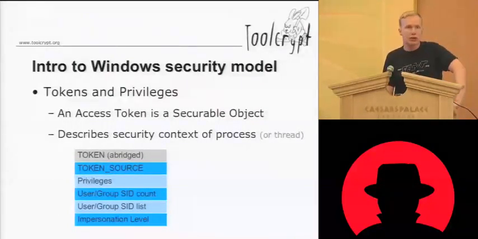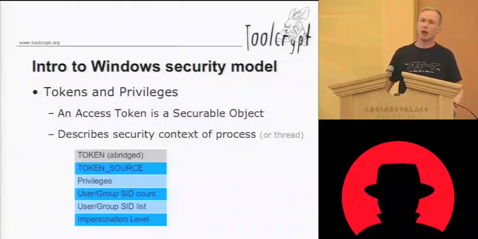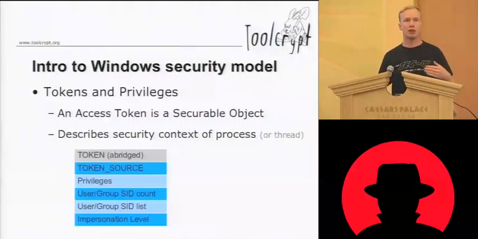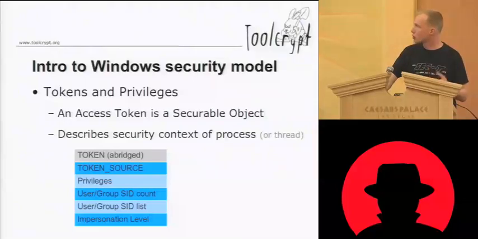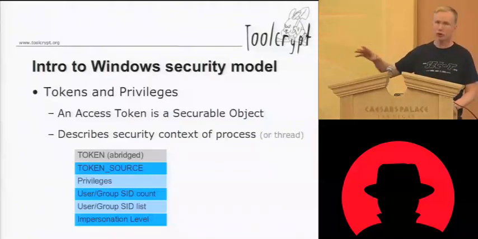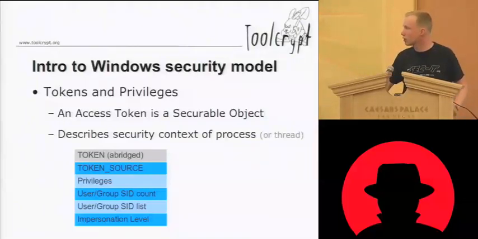Now, tokens. I mentioned an access token before. An access token is basically the data structure that contains all the security context information that's relevant to a particular thread or process. So when we say that a process is running as a specific user, what we really mean is that there's a specific SID in the primary token of that process. So a token looks something like that. There's loads of fields in there. I've tried to list some of the relevant ones.